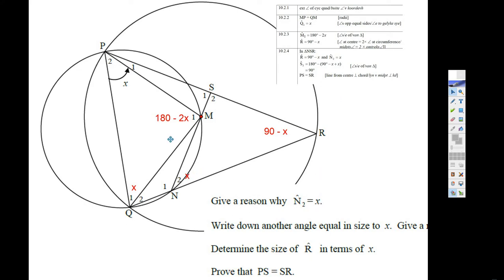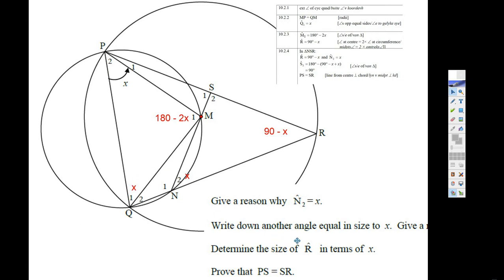Another angle equal to X. Well, what have we got here? We've got a big circle, and MQ and MP are radii, and they're equal lengths. There are equal angles opposite equal sides, so that's why Q1 must be equal to X, because of radii and equal angles opposite equal sides. So there's another one equal to X.